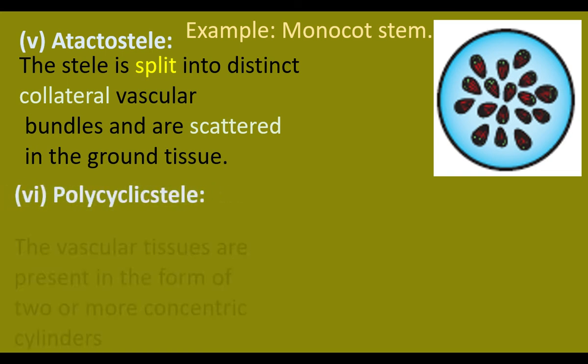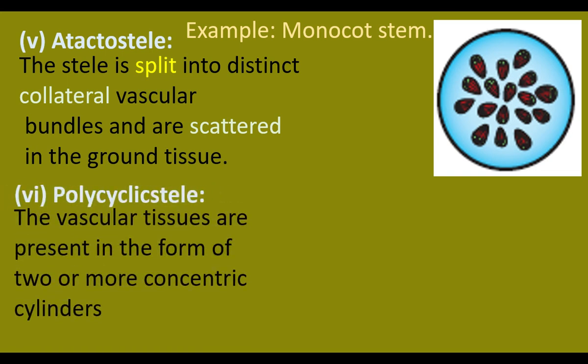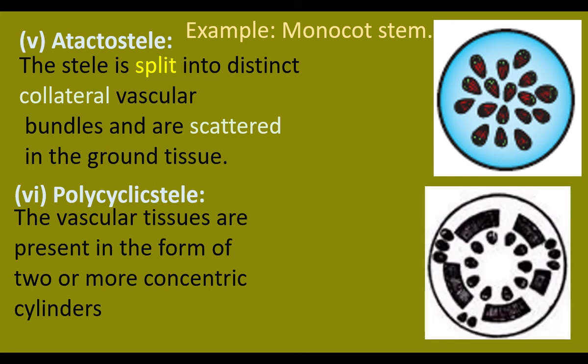Polycyclic stele. The vascular tissues are present in the form of two or more concentric cylinders. Vascular tissues are in the form of rings, one inside and another outside. Two or more concentric cylinders of vascular bundles are formed. Example, Pteridium.